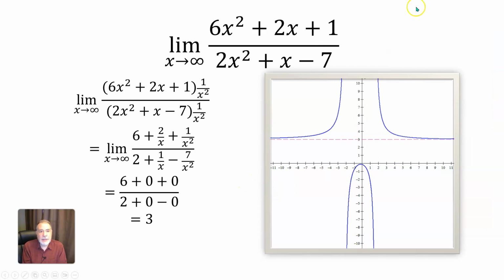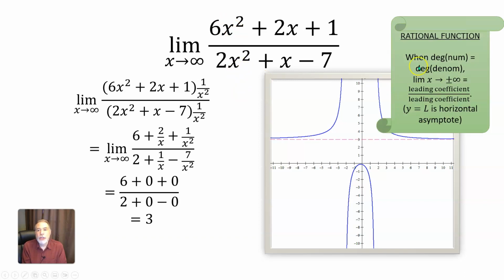And we were looking at some examples where the degree on top and the degree on the bottom were the same. So when you're looking at a rational function where the degree of the numerator is equal to the degree of the denominator, then the limit as x approaches either positive or negative infinity is the leading coefficient of the numerator over the leading coefficient of the denominator. In other words, you look at the coefficients on those highest powers of x. Whatever that number is on top, divided by whatever that leading coefficient is on the bottom, that gives you the limit for the whole rational function. And then y equal to that limit gives you your horizontal asymptote.